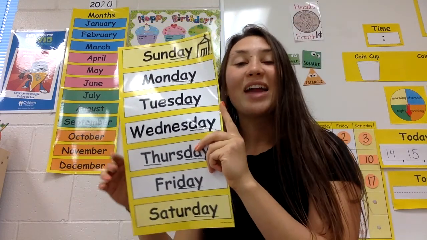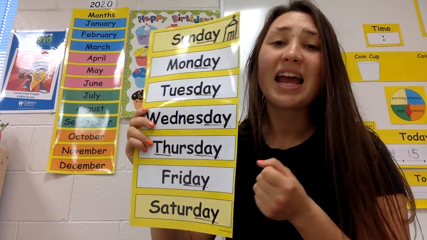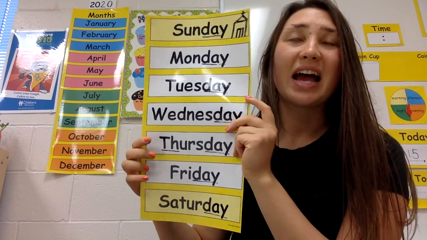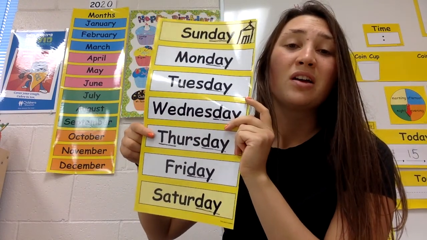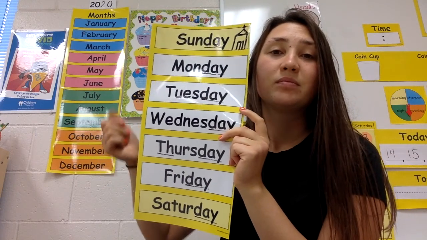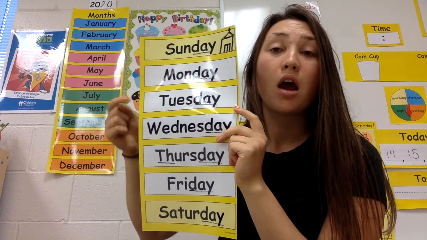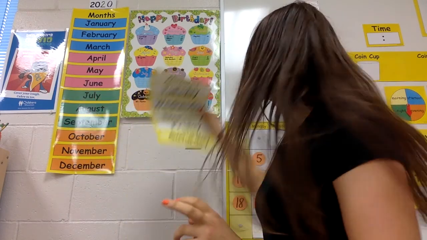All right. And what day is today? It's the last day of the school week. And your hint is that yesterday was Thursday. So if yesterday was Thursday, what is today? Sunday, Monday, Tuesday, Wednesday, Thursday. Friday. Yeah, today is Friday. Say happy Friday.